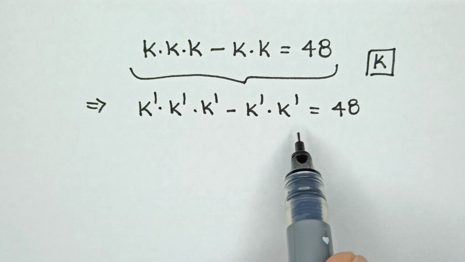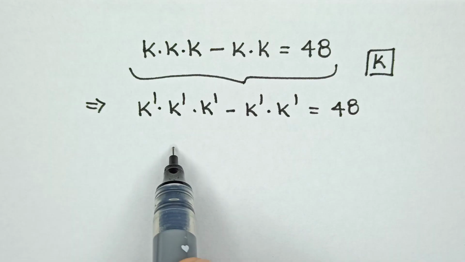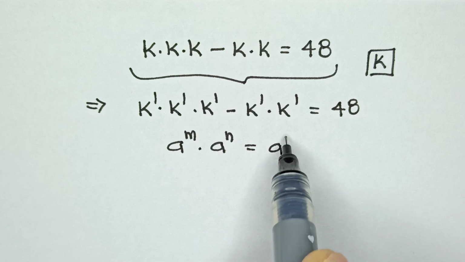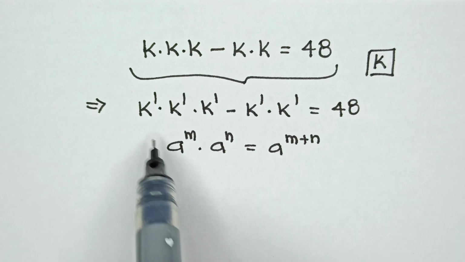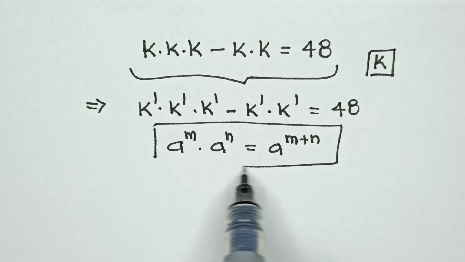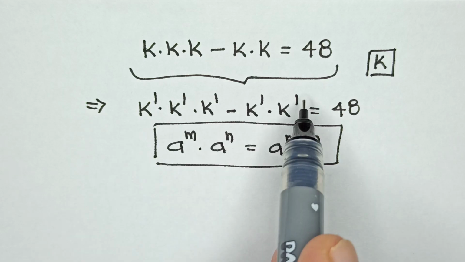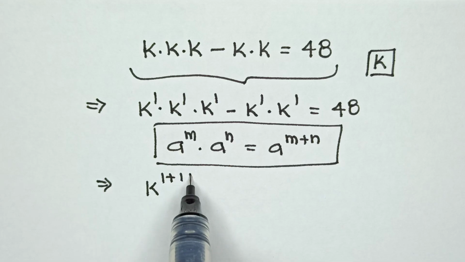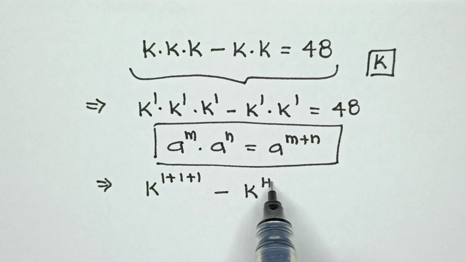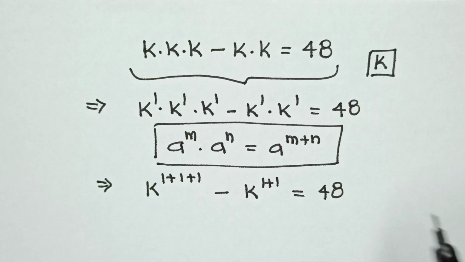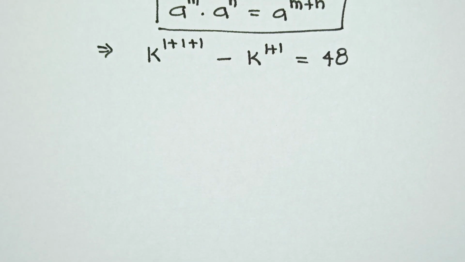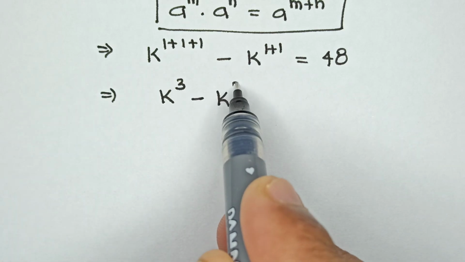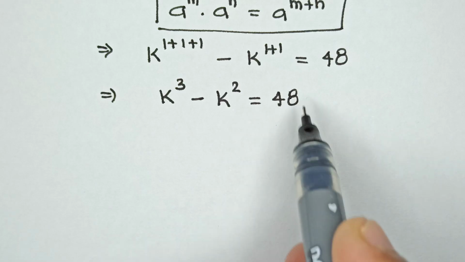After this, I'm going to use a property of exponents which says that a raised to the power m multiplied by a raised to the power n can be written as a raised to the power m plus n, which means if the bases are same, the powers can be added. So I'll add all these powers here and let us see what happens. So k raised to the power 1 plus 1 plus 1 minus k raised to the power 1 plus 1 is equal to 48. So this now means that the value of k raised to the power 3 minus k raised to the power 2 is equal to 48.